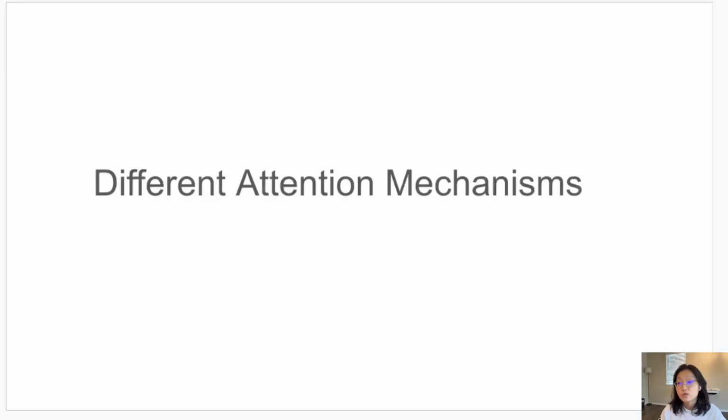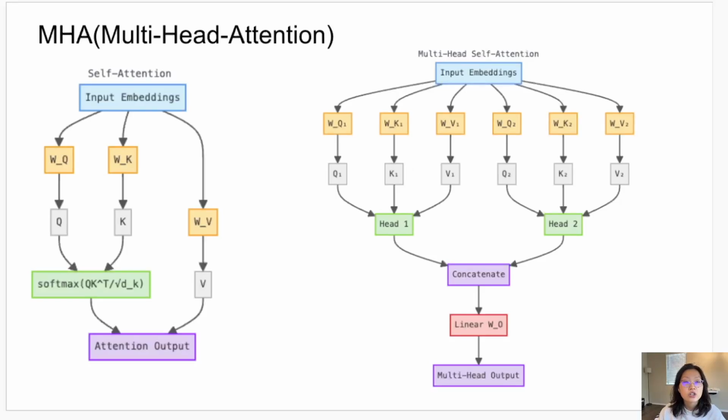But in practice, we don't just use a single attention mechanism, but more sophisticated attention mechanisms. So here we're going to talk about a few common ones. First one is multi-head attention. Multi-head attention was first introduced by the Transformer paper. In a self-attention setup, you project each of your tokens into one set of query, key, and value. Multi-head self-attention extends this by projecting the same token into different sets of query, key, and value.